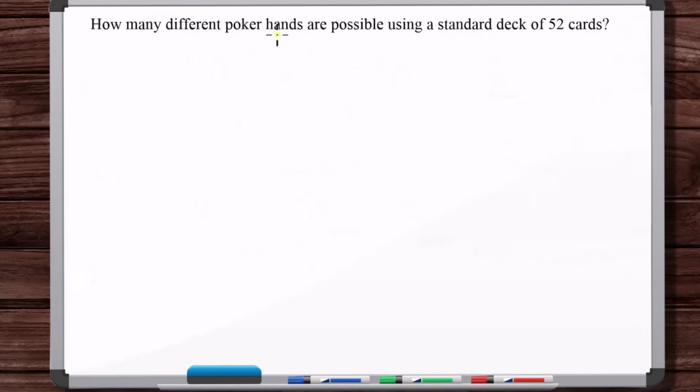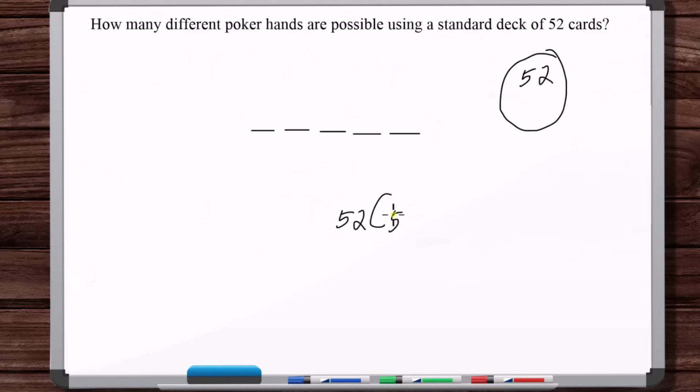How many different poker hands are possible using a standard deck of 52 cards? Okay, so you've got 5 cards. There's 52 to pick from, but we're not repeating anything, and order doesn't matter. So this is just going to be 52 choose 5.